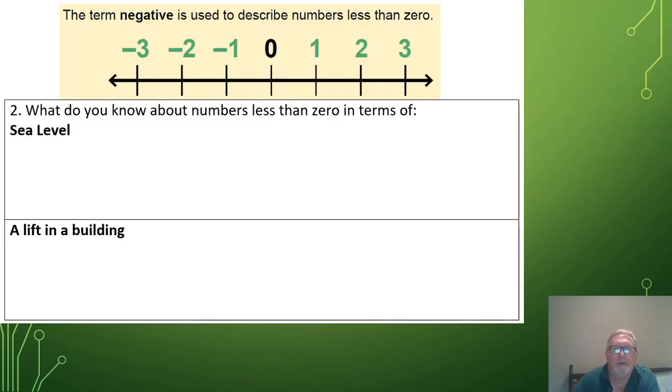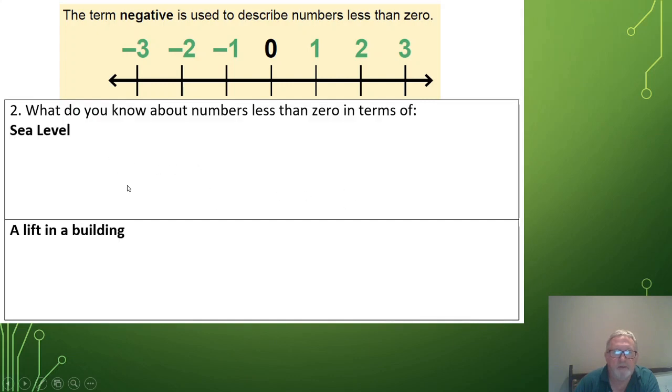Okay, so we learned about how negative numbers are used in the real world. On a number line here, we can see the negative numbers are to the left of zero, and the term negative is used to describe numbers less than zero. Two examples of other areas in the real world that use negative numbers are when we talk about sea level and when we talk about a lift in a building.